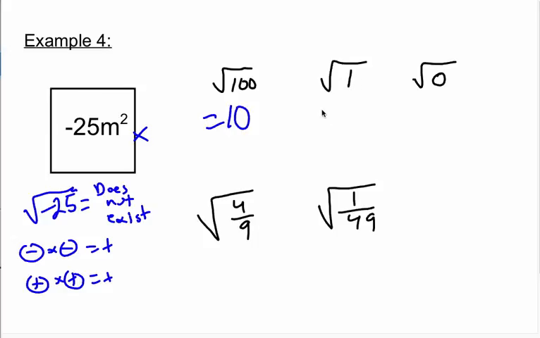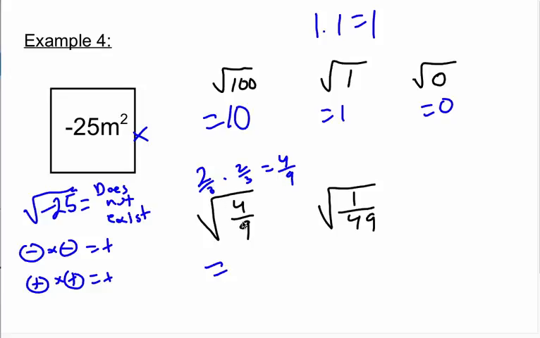What number times itself gives you 1? That's going to be 1, right? 1 times 1 equals 1. What number times itself gives you 0? 0. So these are some easy square roots. We can get square roots of fractions because we know that 2/3 times 2/3 gives you 4/9. Okay, so the answer would be 2/3 here.